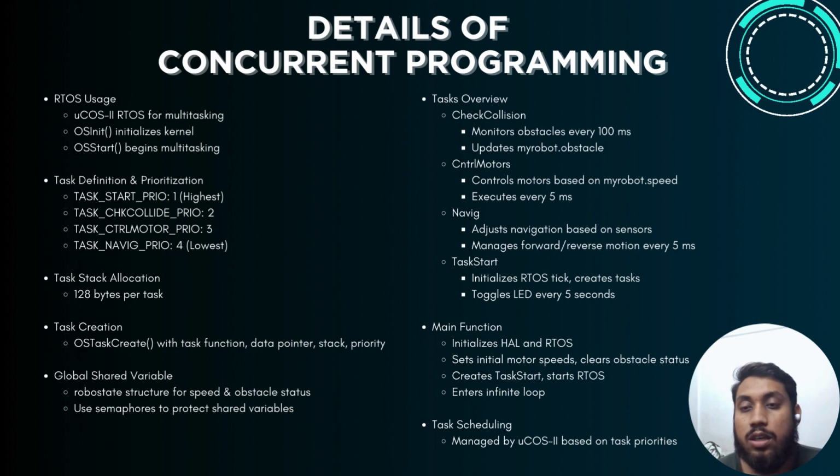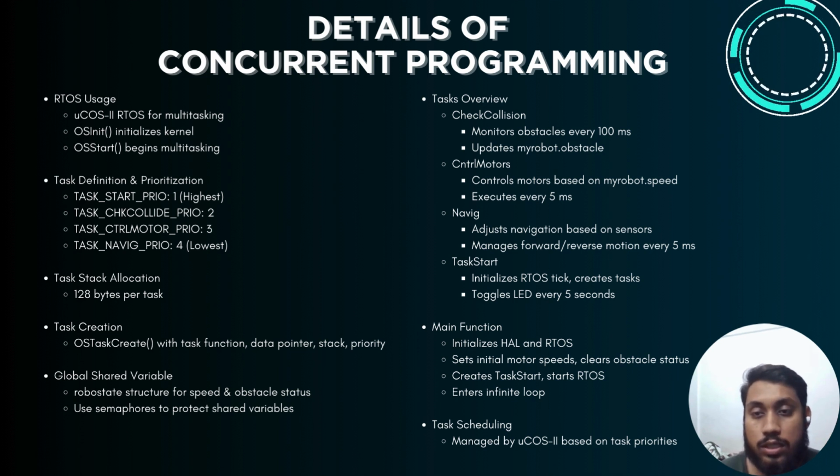Now I'm going to talk about the code of concurrent programming. The first one is RTOS usage. We use the RTOS for multitasking: the OSInit function initializes the kernel, and the OSStart function begins multitasking. These are used, and then task definition and prioritization.